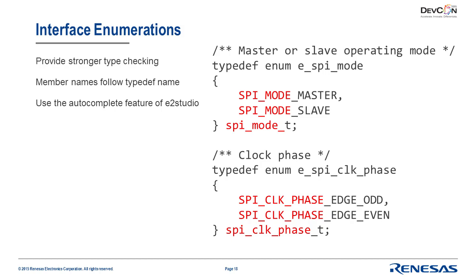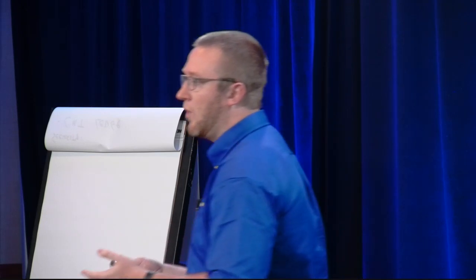Once again, it follows the same thing. It's just capitalized, SPI mode and SPI clock phase. So what this means is that it's very easy to see what enumerations are available for a type def. And using the autocomplete feature inside of E2 Studio, this makes it very easy to use.